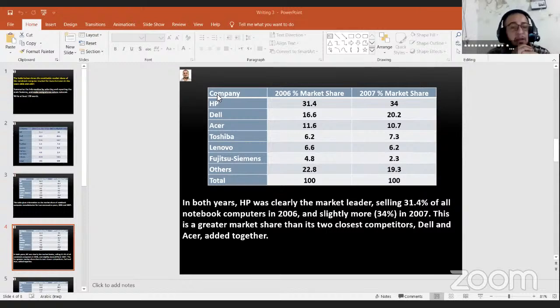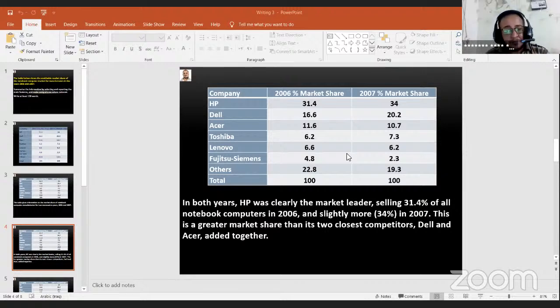Okay, let's come to the explanation. In both years, that means 2006 and 2007, HP was clearly the market leader. Here, the market leader. Why? It's got the highest percentage here. Selling 31.4% of all notebook computers in 2006 and slightly more, slightly means a bit. Words like that will increase your points in the writing. And slightly more, 34% in 2007.